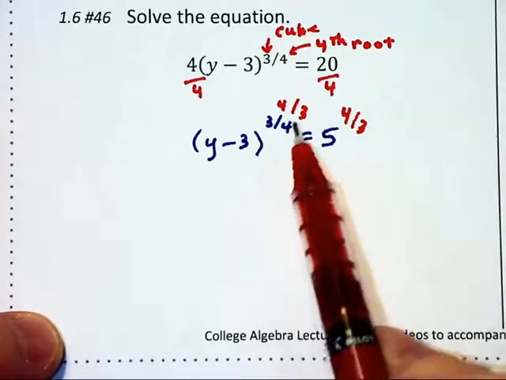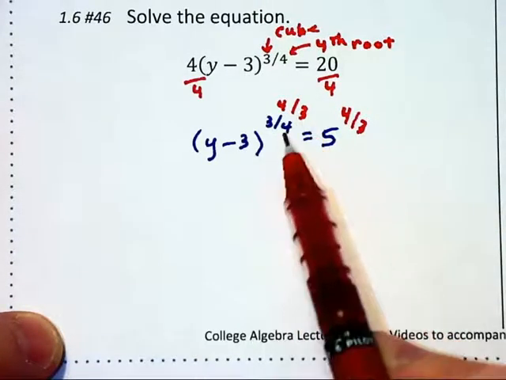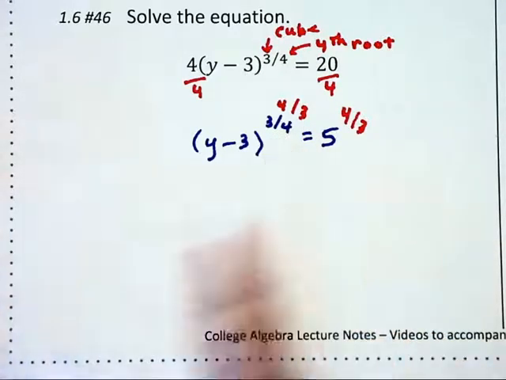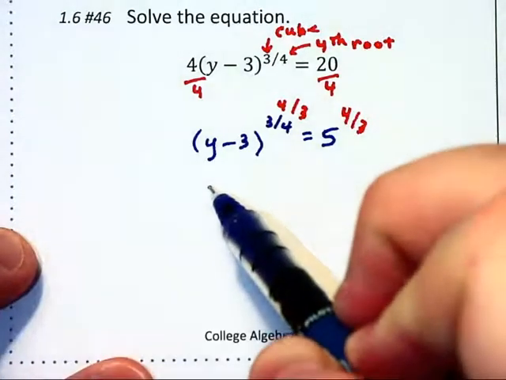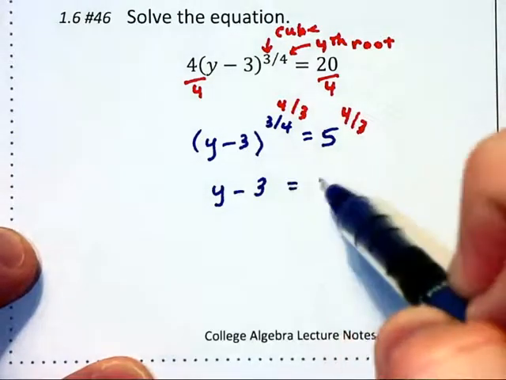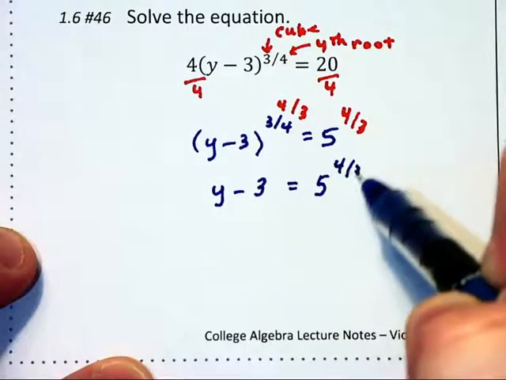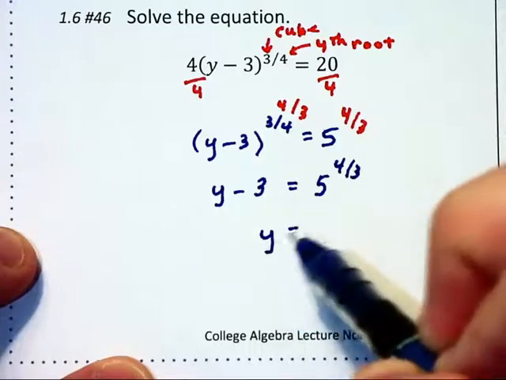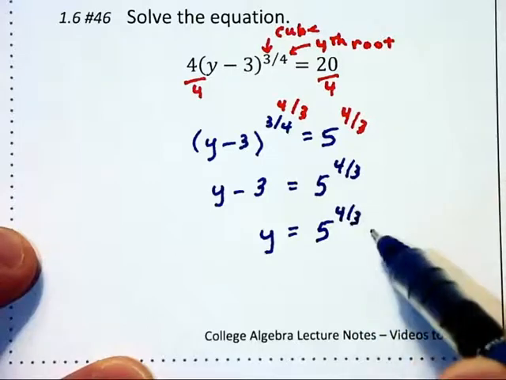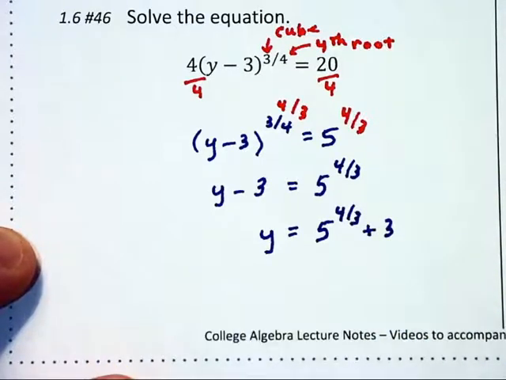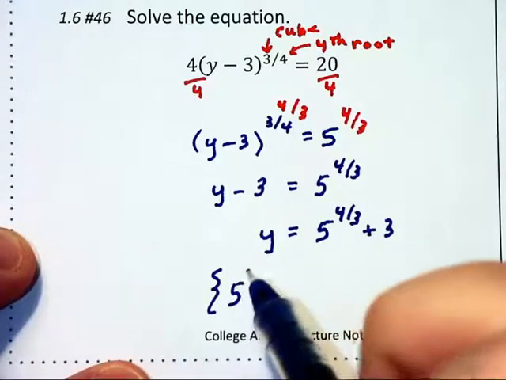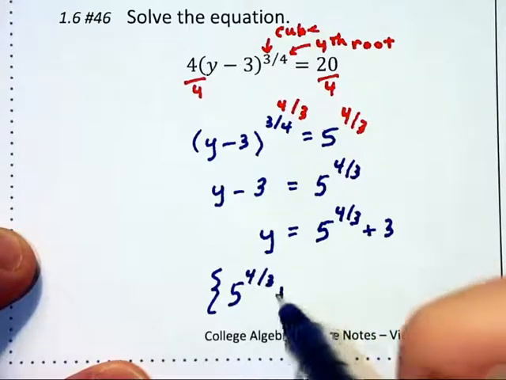Now, when you raise a power to a power, you multiply exponents, and when you multiply reciprocals, the product is 1. So basically, the left side becomes y minus 3 to the first power, or just y minus 3, is equal to 5 to the 4/3 power. And adding 3 to each side, we get y is equal to 5 to the 4/3 power plus 3. Written as a solution set, our solution set would contain 5 to the 4/3 power plus 3.